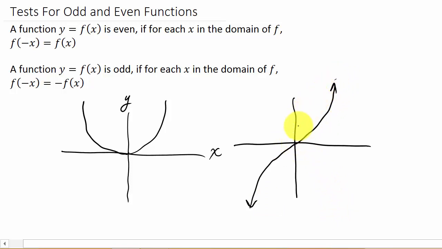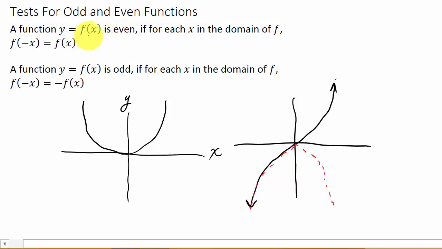See, if we took this part of the graph here and we flipped it down, it would look like this, and then we could flip it over and it would land on top of this one. Okay, that's symmetrical about the origin. So how do we determine if a function is odd or even?